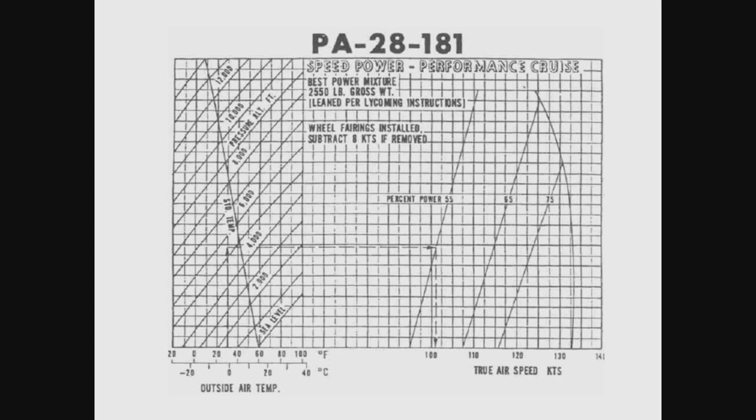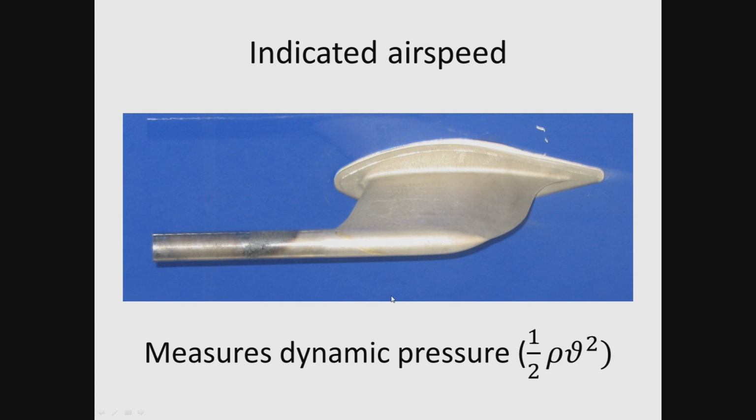So before we get into the ins and outs of how to do this, let me briefly explain what indicated airspeed is, what calibrated airspeed is, and then we can work out what this true airspeed is that we see so much about. So first things first, indicated airspeed. Indicated airspeed is a way of measuring dynamic pressure.